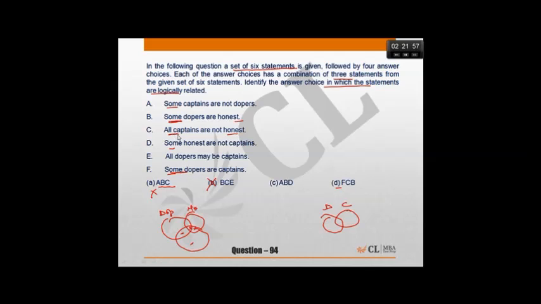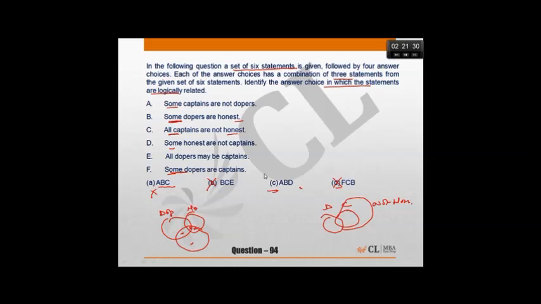C says all captains are not honest. Okay. All captains are not honest, so that means there should be something like this form, not honest. All captains are not honest, and B will be some dopers are honest. Some dopers are honest. I can't say. So this is incorrect. So let me go back to choice A and C.